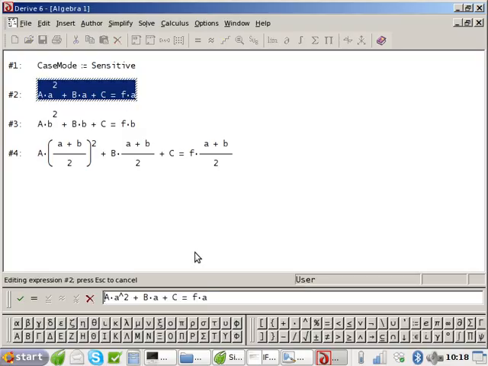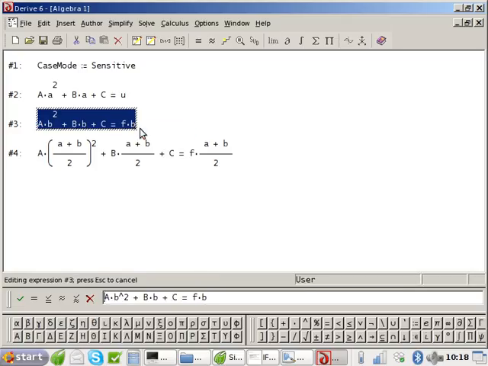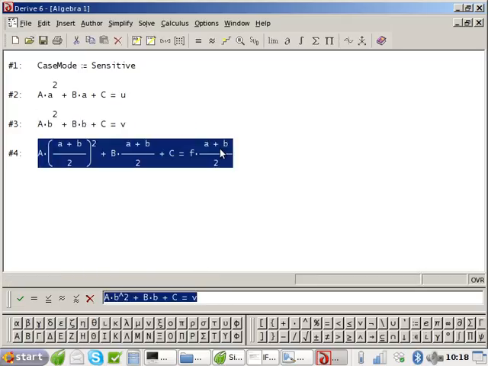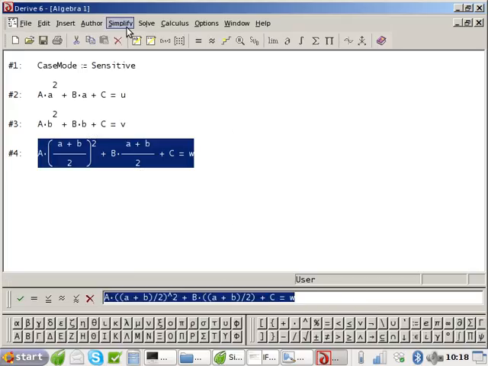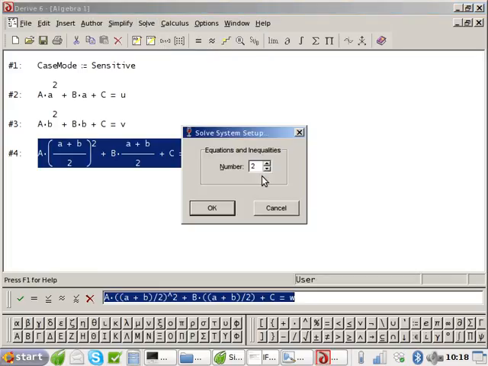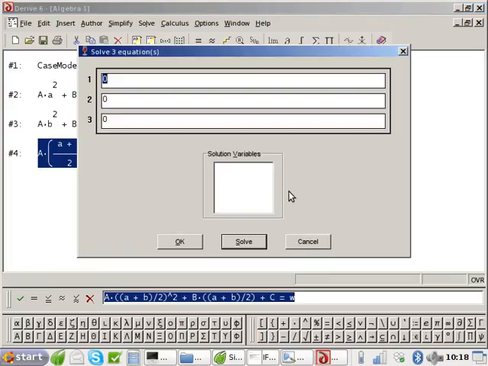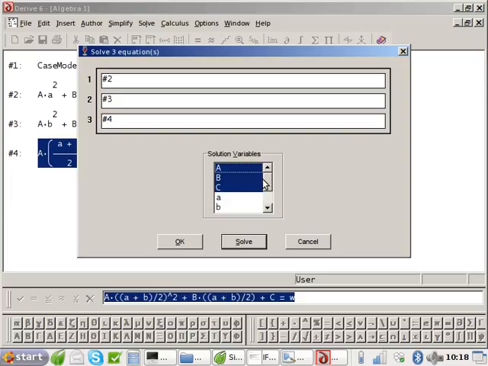Right, I can't type in FA, so I need to give it a temporary letter. Let me call it U. So that's U, V, and this one here, W, but I'll change them back. Right, solve system, 3 equations, 1, 2, 3, and we would like ABC.